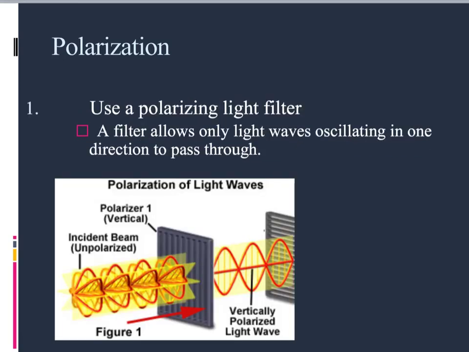The second way to polarize light is to use a polarizing filter. A filter allows only light waves oscillating in one direction to pass through. So you've got all this unpolarized light and it hits the polarizer and comes through, and you just get the vertical, or whatever direction, polarized light.